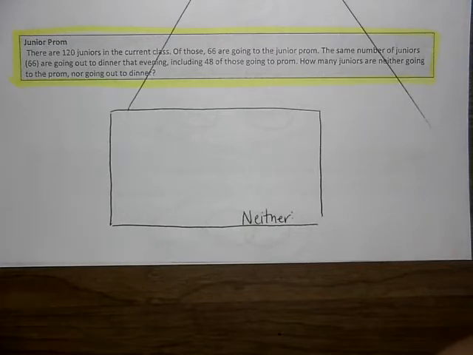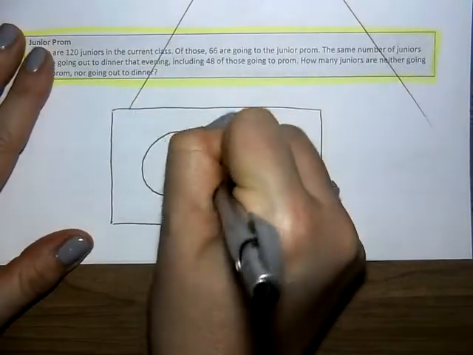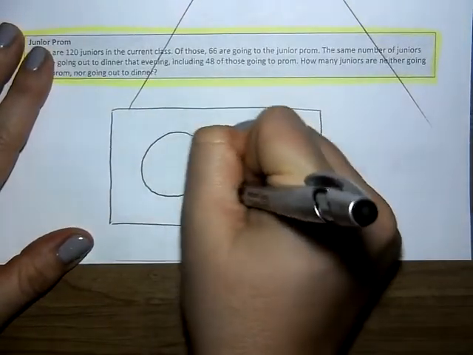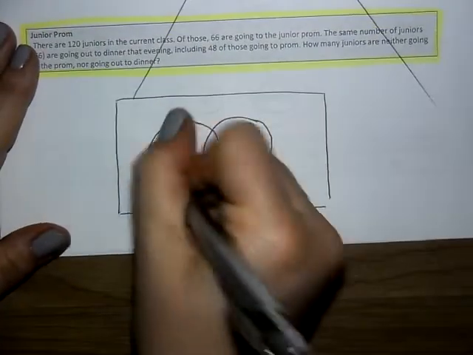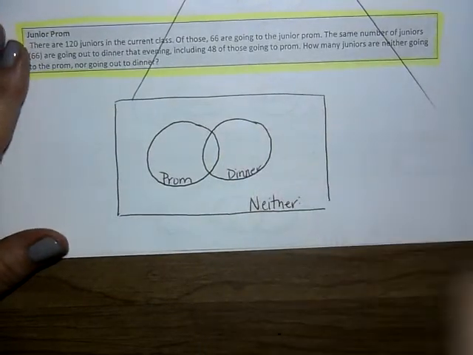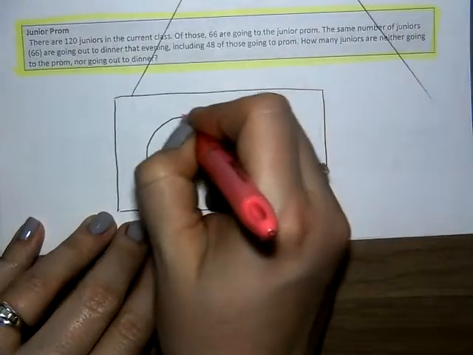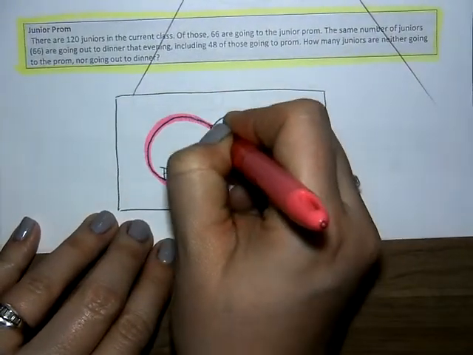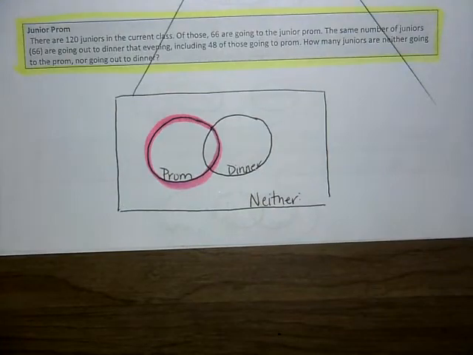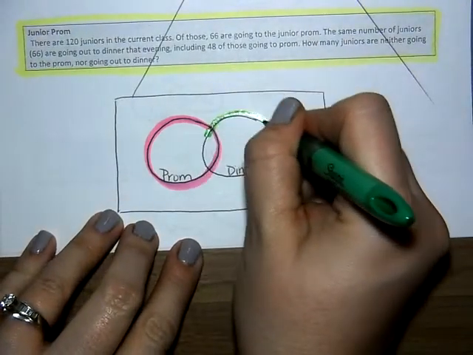And some people are just going to go to dinner, some people are just going to go to prom, but there are people that are going to do both. So that's where I want to see those overlapping circles. So I'm going to draw two circles within this box, and I'm going to label them, one with prom and one with dinner. What I like to do is highlight the two circles separately, so choose two different colors. Here that pink circle is going to represent prom, and for me this green circle is going to represent dinner.